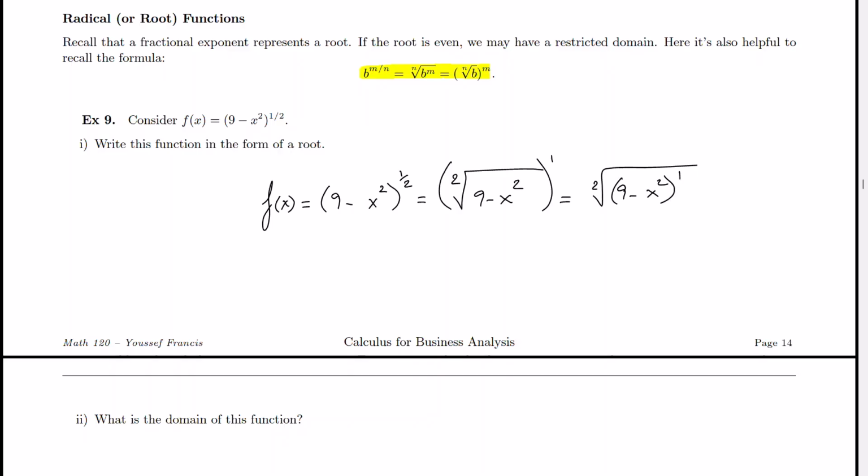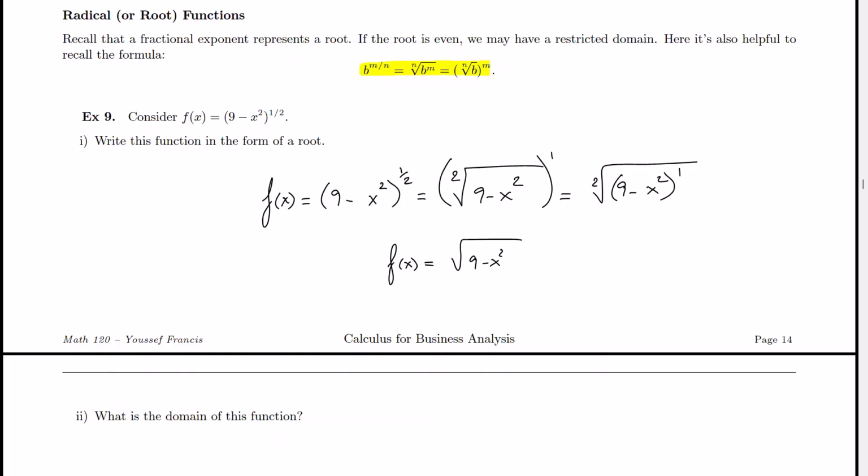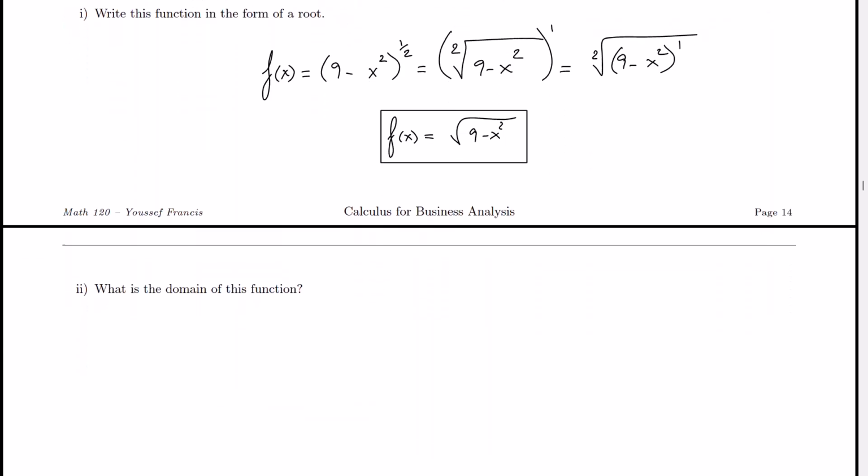And as I said before, you don't typically have to write the power 1 and the power 2 on the radical. So the quick version of this would simply be the square root of 9 minus x squared. So that is the way we rewrite this function to show that it contains a radical notation, or a square root in this case. When you have an even power, it's important to pay attention to the domain.